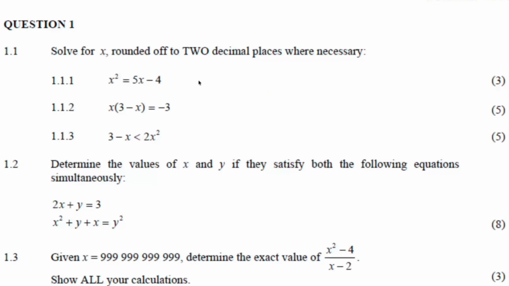Most people say that solve for x is very hard, but in reality, it's not as hard, right? You just have to follow certain rules. As long as you follow the rules, you will actually get to the right answer. Okay, so we'll start with the first equation, which is x squared equals 5x minus 4.